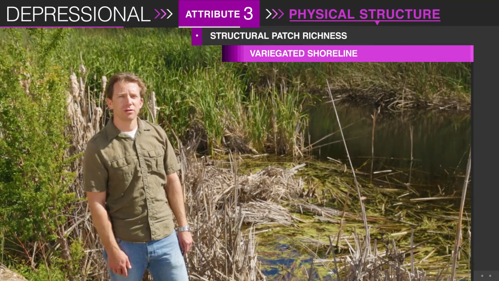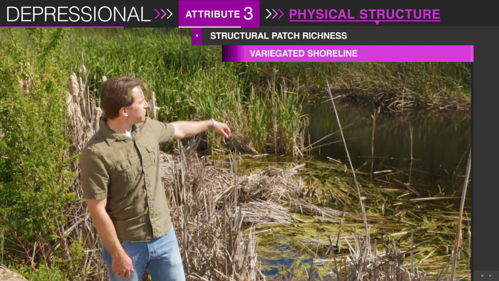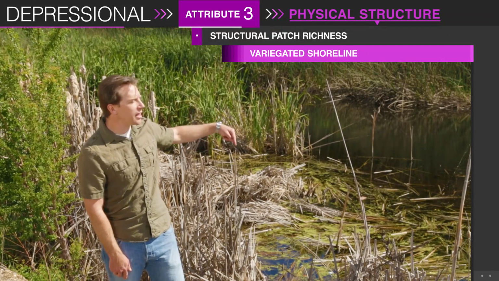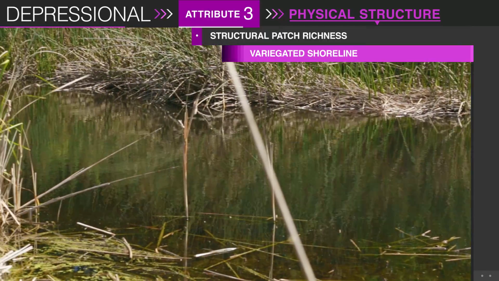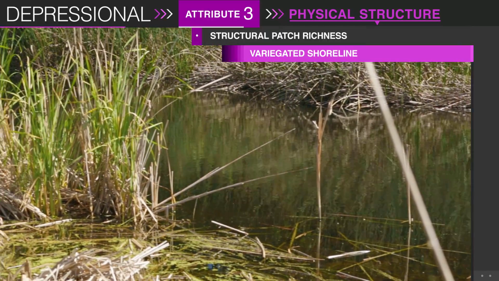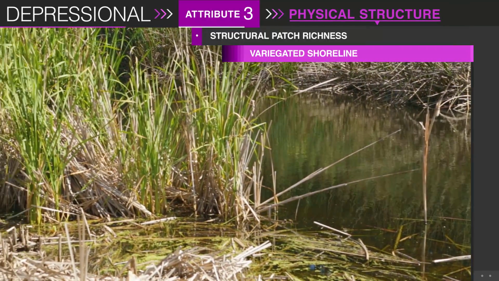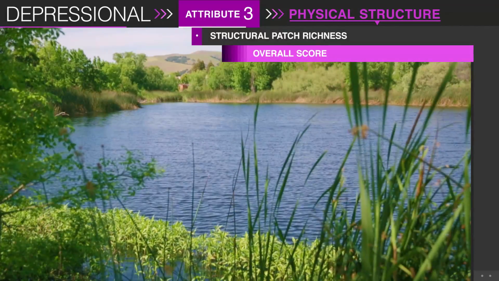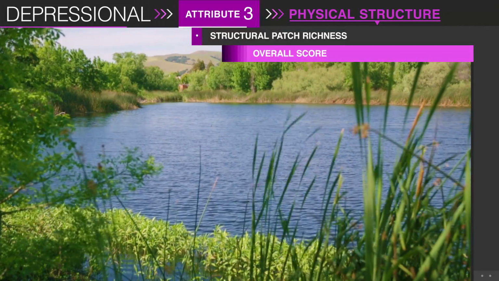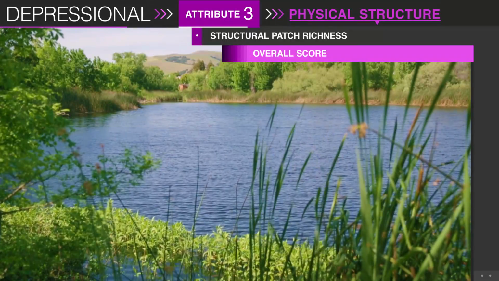As seen in plan view, a variegated shoreline resembles a meandering pathway along the edge of the wetland. As opposed to a straight shoreline, a variegated shoreline provides enhanced contact between the land and the water. Here at Tyson's Lagoon, we have a total of 8 physical patch types. This gives us a B for this metric.